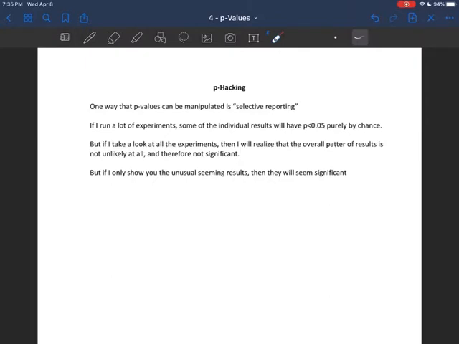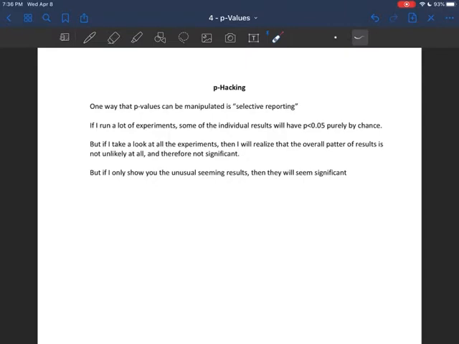So manipulation. Let's take a look at that. One kind of manipulation is what's called p-hacking. So p-hacking is a kind of selective reporting. If you run a lot of experiments, some of the individual results will have p less than 0.05 just by chance. Again, that's the way the definition works.